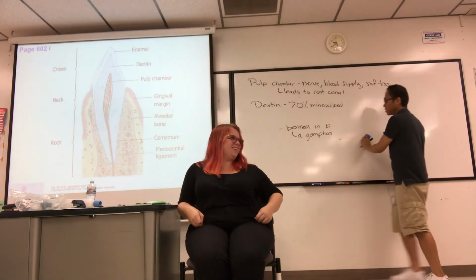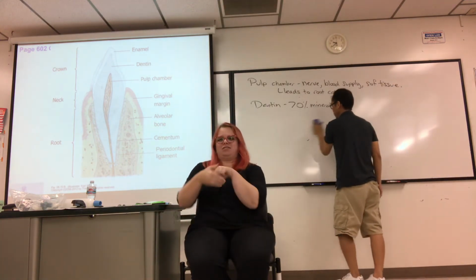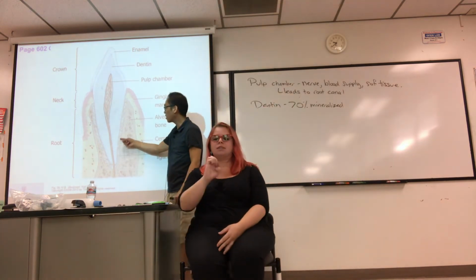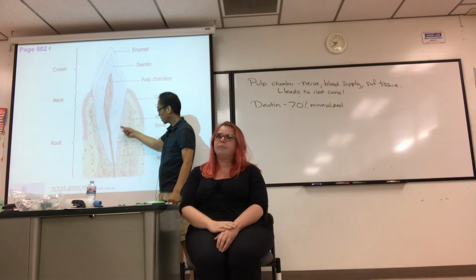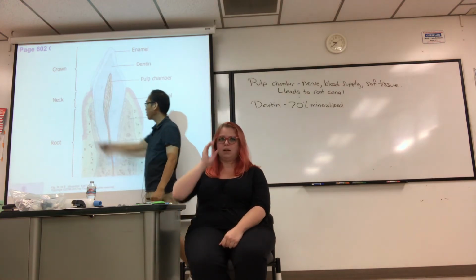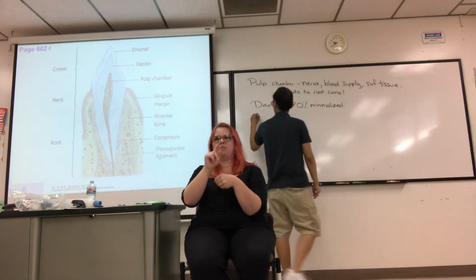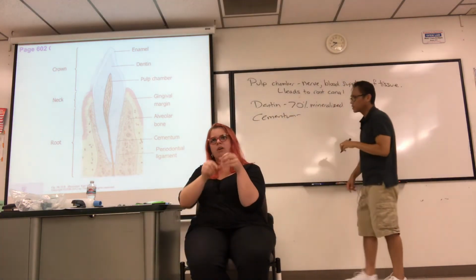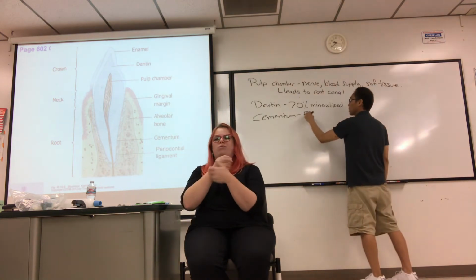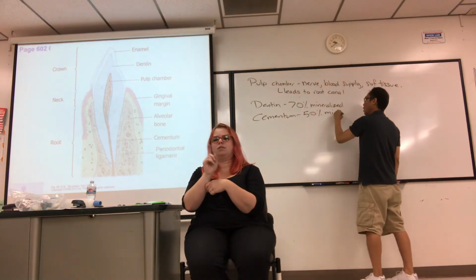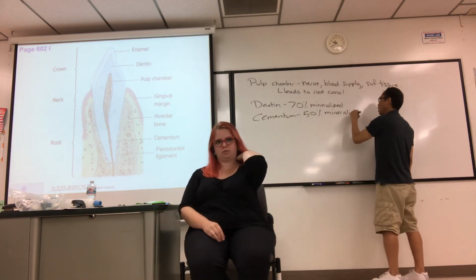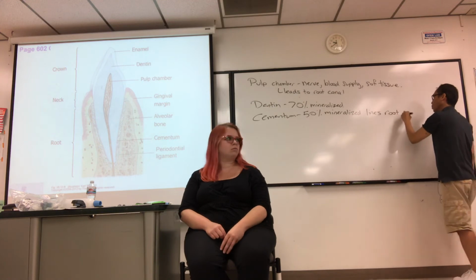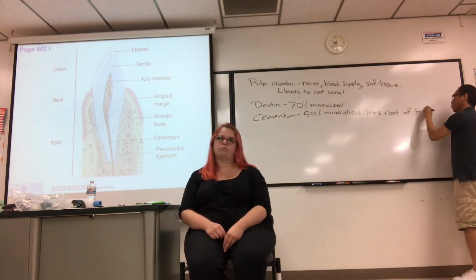Now, surrounding the dentin in the root is cementum. It's a very thin layer. There's the term. It's lining the tooth in the root, outside the dentin. Cementum is more similar to bone. It's closer to 50% mineralized. Lines root of tooth.